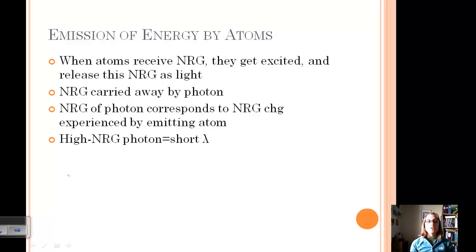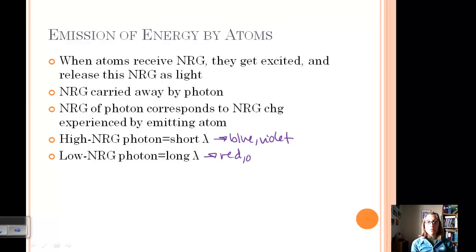So a high energy photon that's released is going to have a short wavelength, and we know short wavelength means either blue or violet, or other types of waves that we can't actually see. We're just talking about the visible light spectrum, so we'd be talking about blue or violet light. A low energy photon has a longer wavelength, so we know that this means red, orange, that part of the spectrum. And so we can look at the colors that are given off and relate that to the amount of energy.